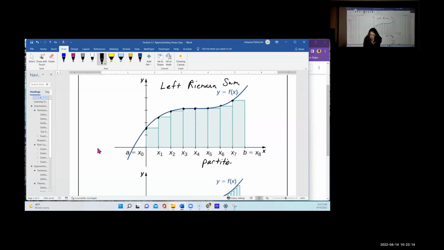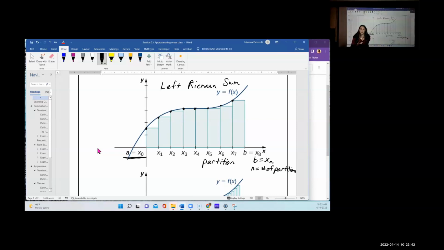All right. Now, what is the partition? Well, a is equal to x naught, which is the first value in our partition. And b goes up to x sub 8 because there are 8 partitions. In general, we would say that b is equal to x sub n, where n equals the number of partitions. Now, the more you take, the better the approximation, but the more calculation you have to do.